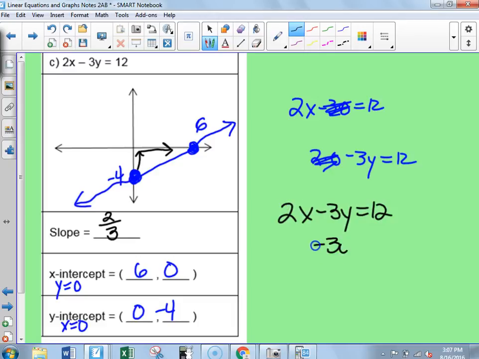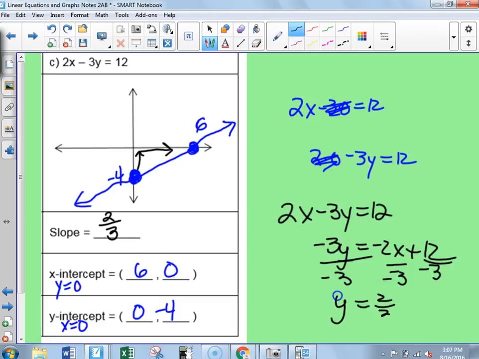Some rearranging. Subtract the 2x to the other side. Divide everything by -3. That's supposed to be a negative, sorry. Y equals 2/3 x minus 4. Does that concur with what we got here? We got a -4, slope of 2/3. All right.